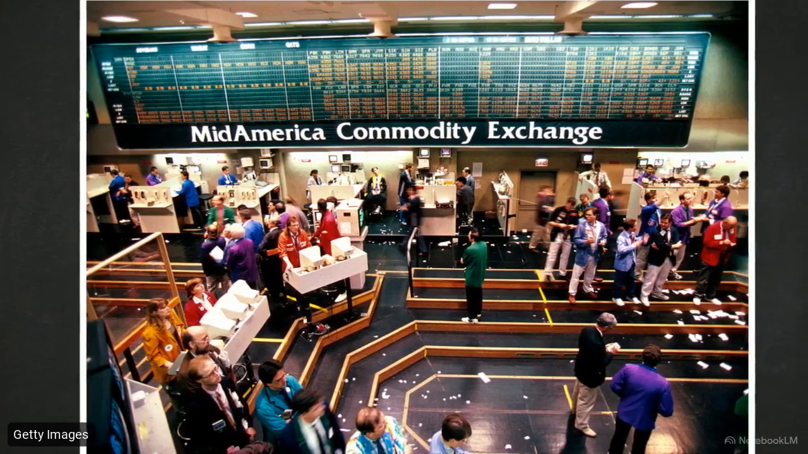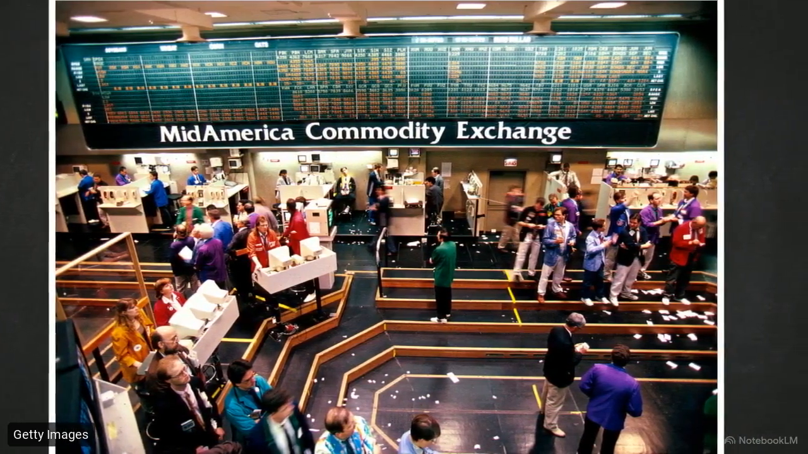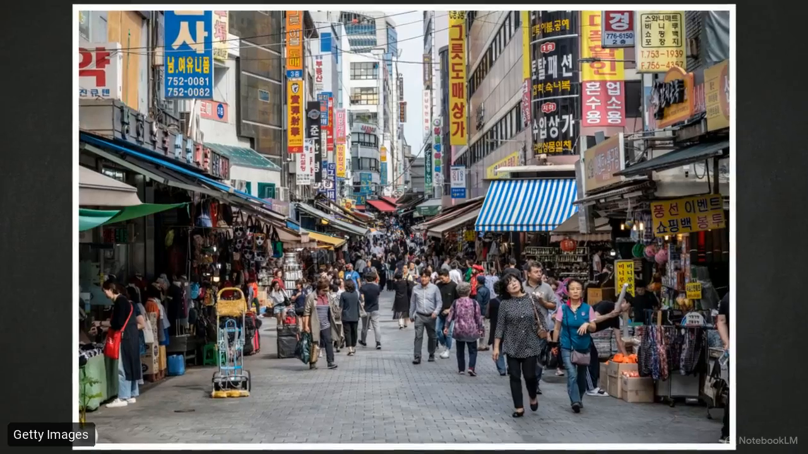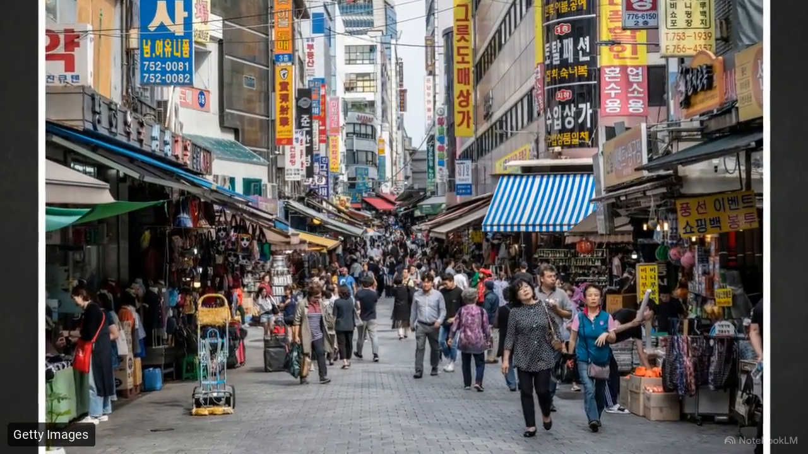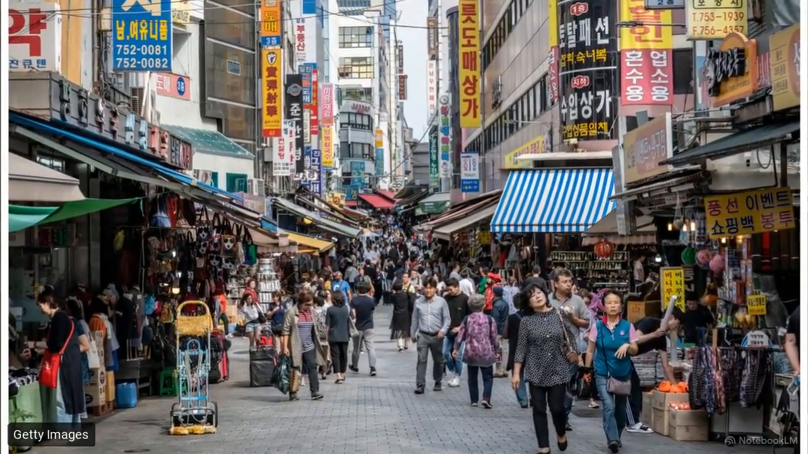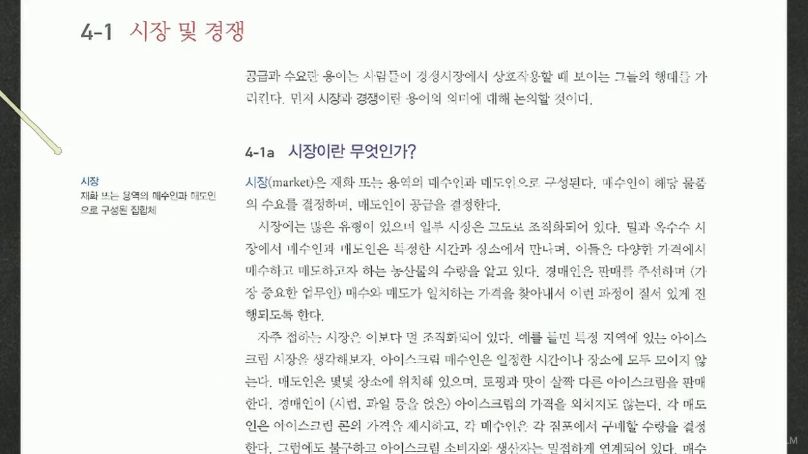Think of a market, and you probably picture a chaotic stock exchange floor or a loud, crowded fish market. We tend to assume the word requires a specific physical location. But if we look at the textbook's sidebar definition, we see something different. A market is simply the collection of buyers and sellers of a particular good or service.